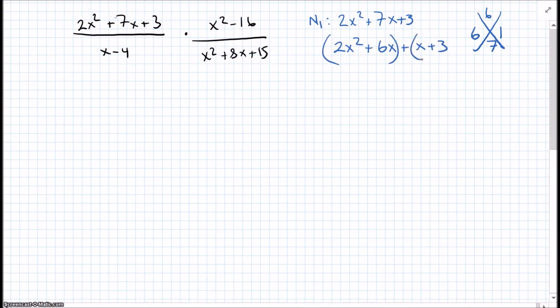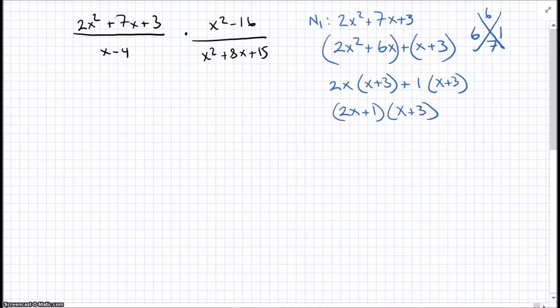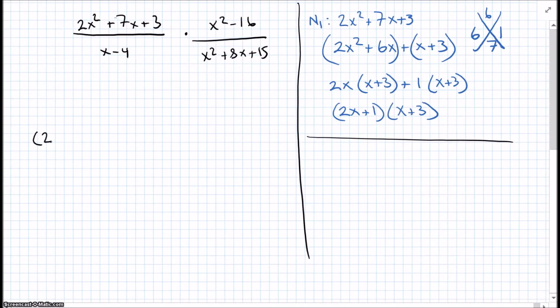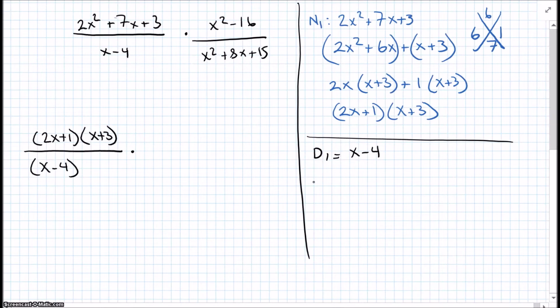Now we can group. So we can pull out a 2x and make that x plus 3. Pull out a 1 and make it x plus 3. And rewrite the first numerator as 2x plus 1 times x plus 3. So that's numerator 1. So we're going to rewrite it here. 2x plus 1 times x plus 3. Okay, let's look at denominator 1. It's x minus 4. Nothing to really do there. X minus 4. Alright, let's look at numerator 2.